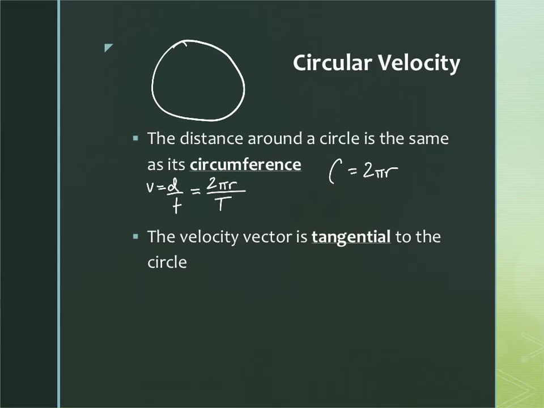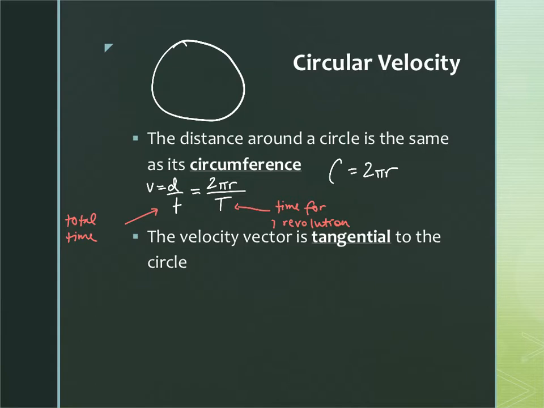Now this capital T versus lowercase t, there's a difference between them. This one is all about the total time interval, and this capital T is time for one revolution. Okay. And this velocity vector is tangential to the circle. So tangent, meaning it touches the circle once.